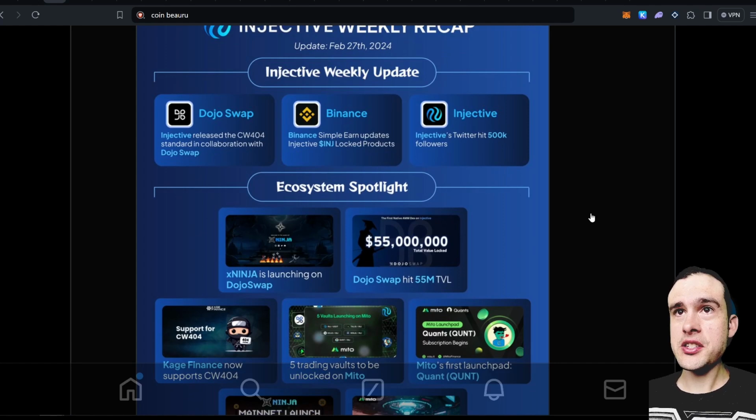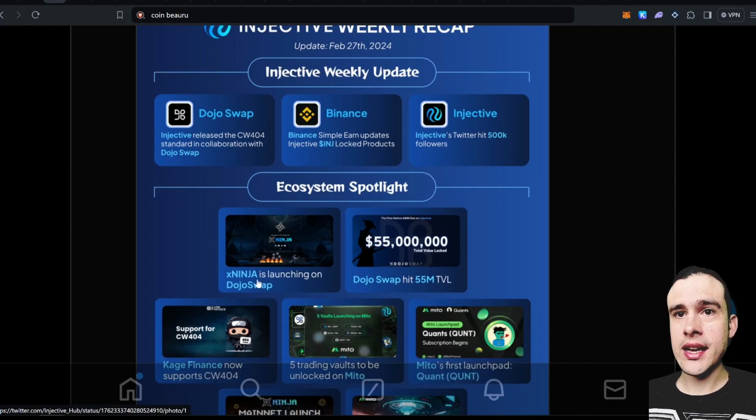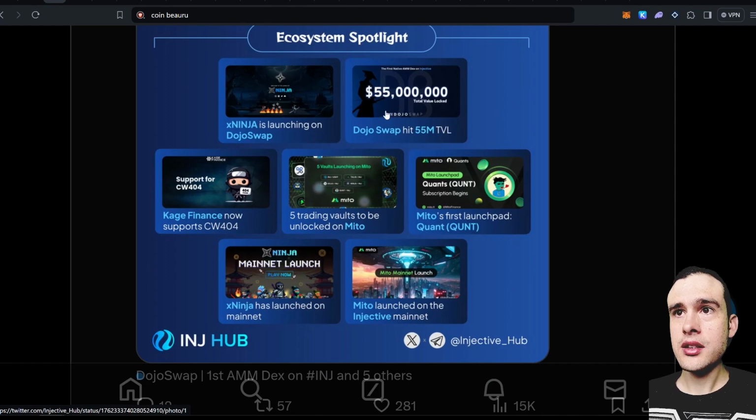And we can see the ecosystem slowly building out. We have the CW404 standard. This is on the 27th of Feb. Binance has got a simple earn for Injective. I probably wouldn't use that personally. But anyway, 500k followers on Injective, showing growing interest in the ecosystem. Ninja has launched and is on mainnet now. DojoSwap has 55 million TVL, not according to DeFi Llama, but that's fine. I'm not really sure where they get this number from, but nevertheless, if it's pulled directly from the platform, then that's all well and good.